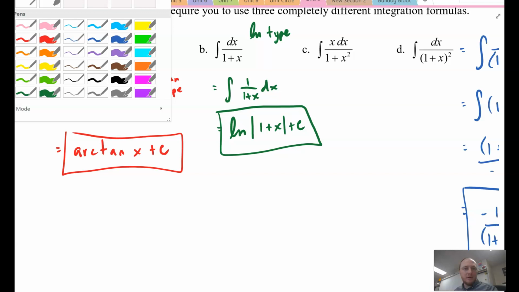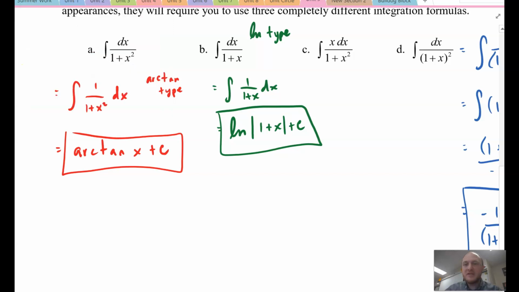Problem number C. This is also a natural log type. And I hope you see that in the denominator, I have a function of 1 plus x squared. So I do have to account for the derivative, right? And that hook is going to be 2x. So if I go ahead and rewrite this, this is the integral of 1 over 1 plus x squared. I have to have a 2x as my hook.